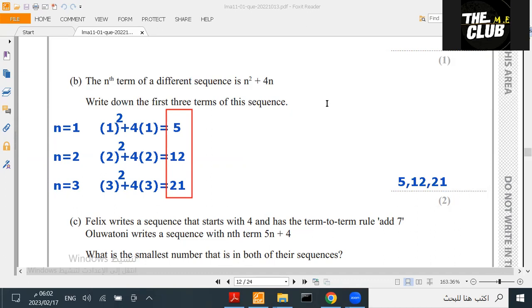Now let's move on to the next question. If we say we take n equals 1, we put the 1 in place of the n in the nth term. Same idea. We get the final number, we put it here as a list.